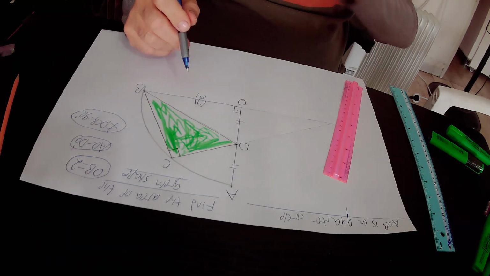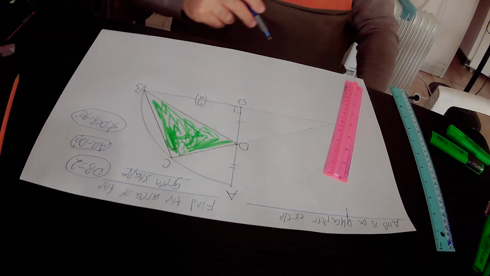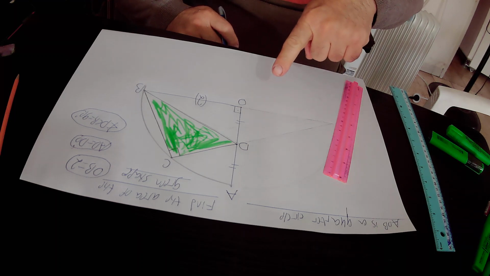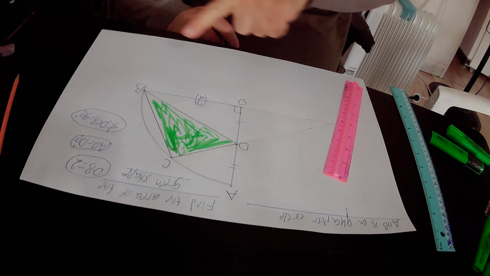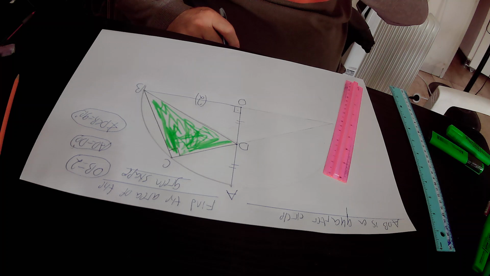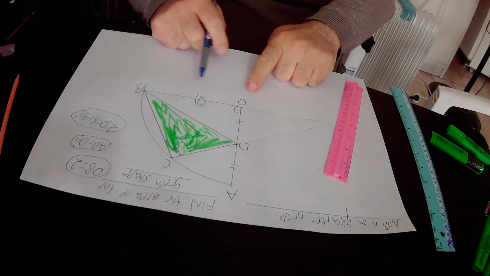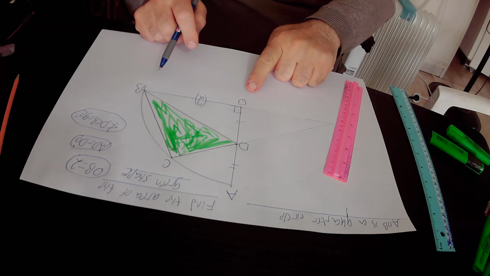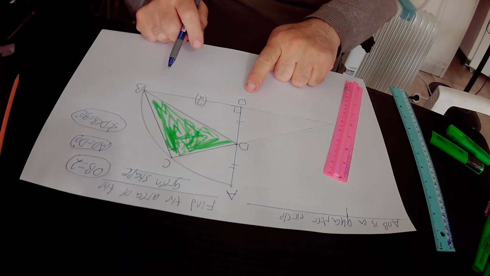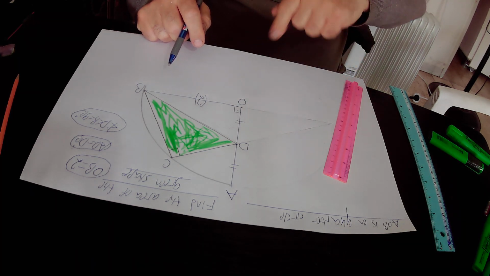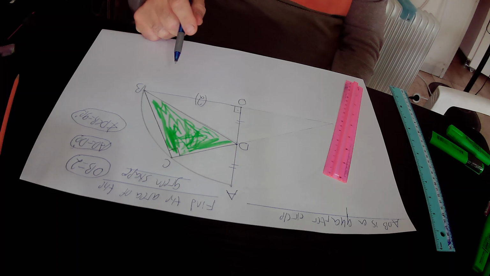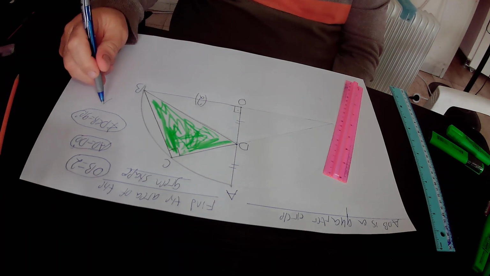In addition, because AOB is a quarter circle, sides AO and OB are both radii of the circle, and therefore they are equal to each other. But side OB equals 2 units. That is to say, the radius of this quarter circle equals 2 units, and side AO, that is also the radius of the quarter circle, equals 2 units. So AO equals 2.